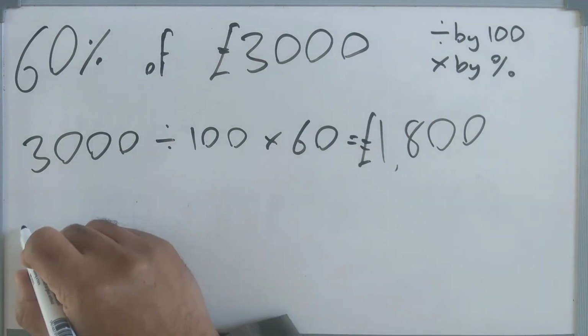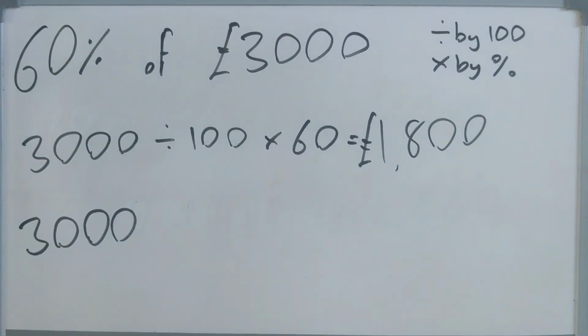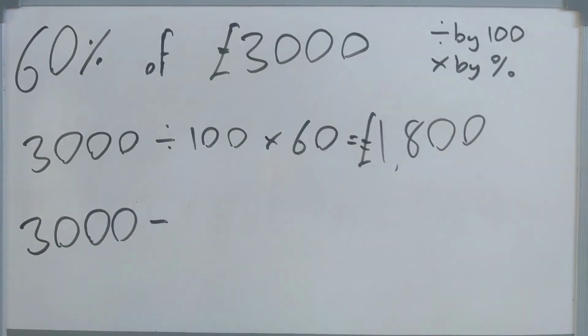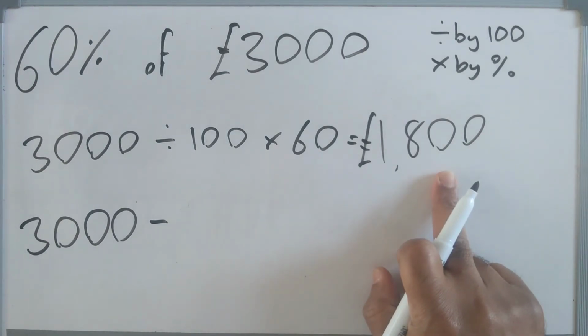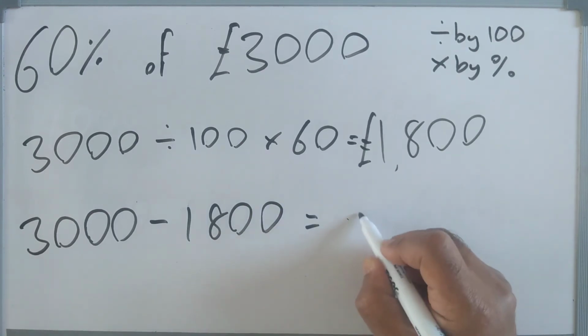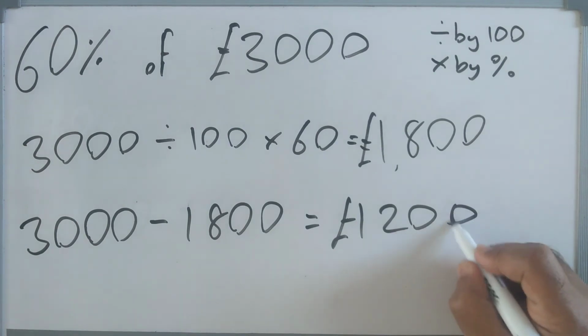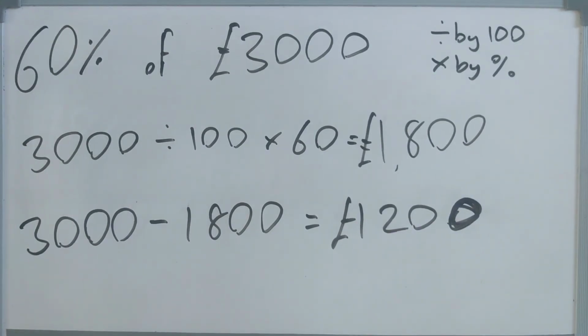But if the question asked us during the lockdown, what is the profit the takeaway is making, then what we have to do is get the original profit, which was £3,000, and then the profits have decreased by £1,800, which is 60%, so take that off, and that leaves us with £1,200. So the profit for the takeaway now is £1,200.